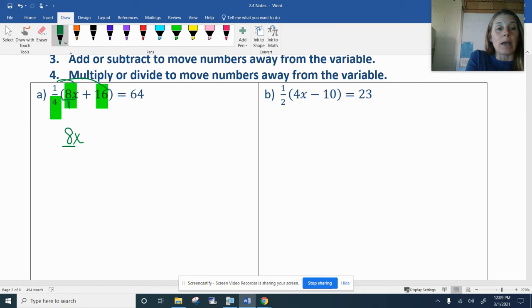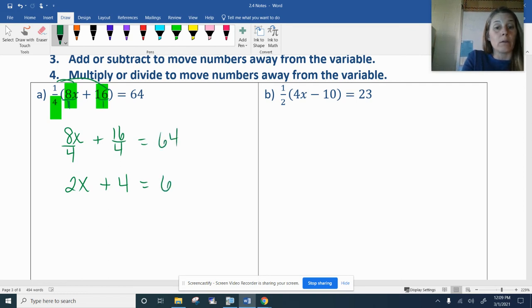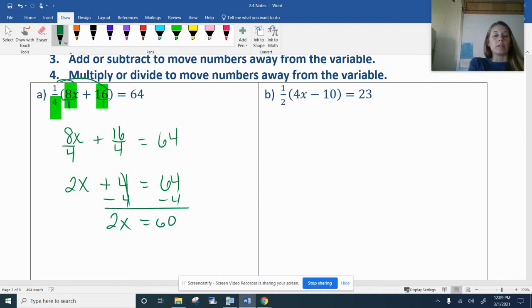So you do 1 times 8x, 4 times 1, and then now you know 8 over 4 reduces to 2x. When you multiply the 1/4 to the 16, you might know that 1/4 of 16 is 4, and that would be great. If you don't, 1 times 16 is 16. 4 times 1 is 4, and then you could divide or simplify from there. So many of you won't need to write out that stuff there. You just do that in your head. Now we're just subtracting the 4, giving us 2x equals 60. Dividing by 2, x equals 30.